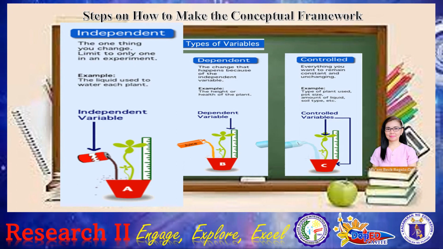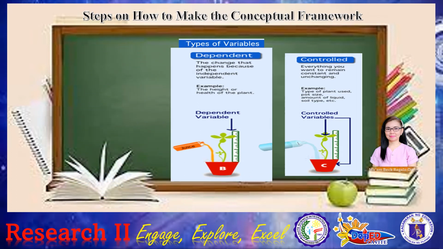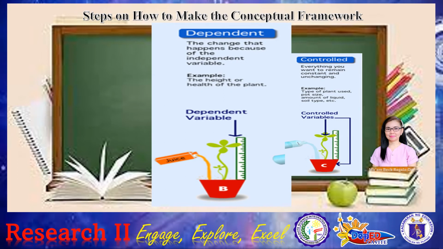Next, we have the dependent variable. This is the change that happens because of the independent variable. So, ito naman yung mangyayaring pagbabago. So, the example here, we have the dependent variable is the height or health of the plant. Kasi yun ang magbabago na caused by the independent variable. So, ito namang plant B ay juice naman ang independent variable na ginamit. At titingnan kung anong epekto niya sa height or health of the plant. That is dependent variable. And the third one is controlled.